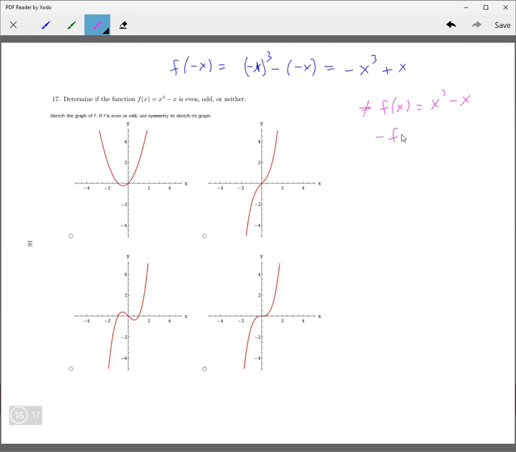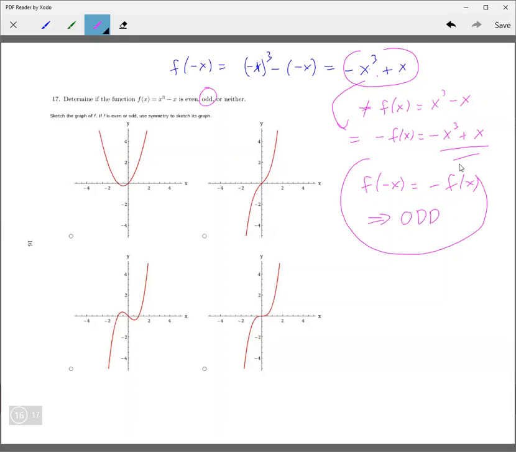Okay, negative f of x is the negative of this, so negative x cubed, and the negative of that is plus x, and that's equal to that one. So these are equal, that implies it's odd. So you have an odd function.